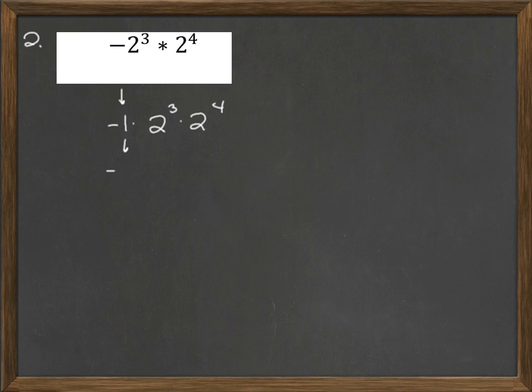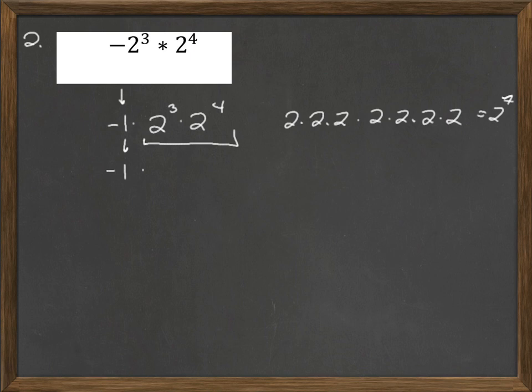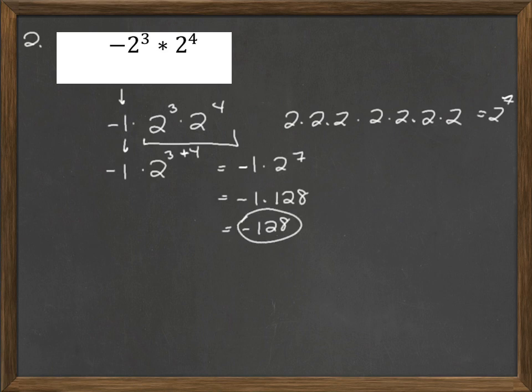So I can just bring the negative 1 through and just focus on the parts that have the same base, right? So we have 2 to the third times 2 to the fourth. Again, you could rewrite that as 2 times 2 times 2 times 2 times 2 times 2 times 2. If you count the number of 2's, you can see that you have 2 to the 7th. But again, we could do this much faster and more simply by just adding 3 and 4. So we get negative 1 times 2 to the 7th power. So we have negative 1 times 128, or just negative 128. So that would be our final answer.